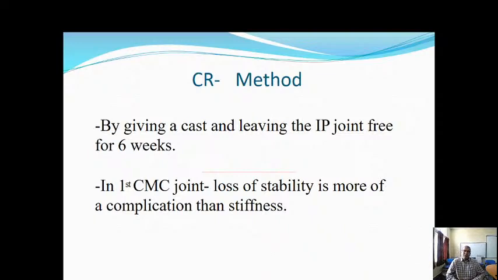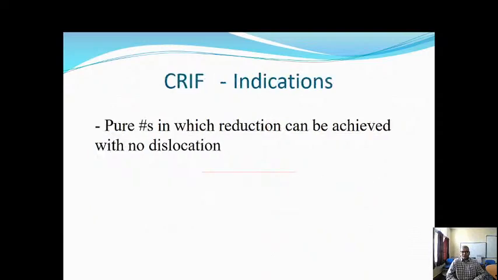You have to leave the IP joint free, the joint between the proximal phalanx and the distal phalanx. We put a thumb spica cast for 6 weeks. In the first CMC joint, loss of stability is a more important complication than stiffness, because there are more chances of instability than stiffness in the carpometacarpal joint.